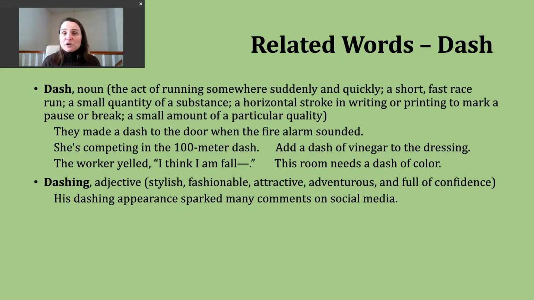So here we could be talking about someone that many people find attractive or full of confidence, could be referring to the style or the fashion of clothing this particular person was wearing. I chose this sentence because I thought it connected really to all parts of the definition.